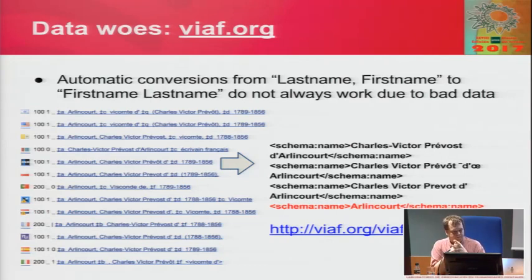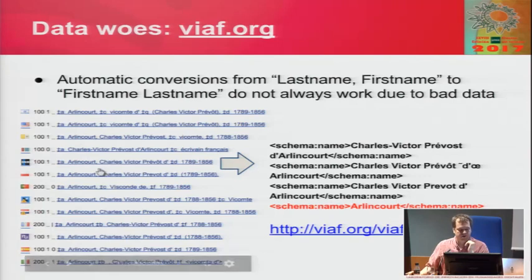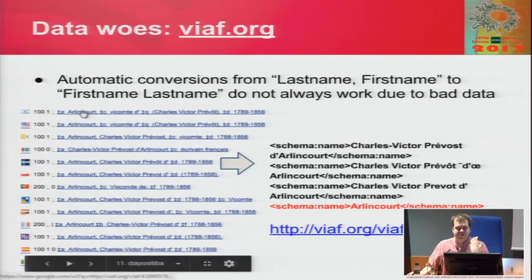So here's another type of problem. This is the Virtual International Authority File, which joins together the authority files from libraries around the world. An authority file is a record of different ways of naming a person, so as to be able to identify all the books written by this person. You need to know all the different ways of writing his name.